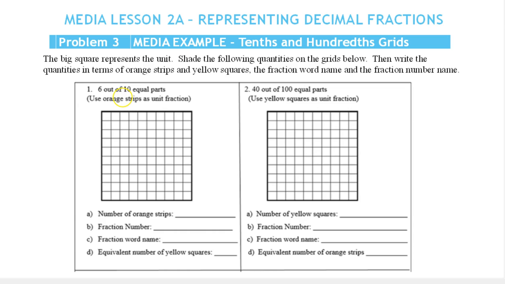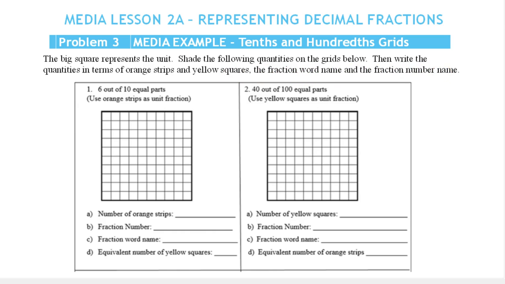So for now, we're connecting this unit language to fraction numbers, which we've already talked about, and we're focusing on ones that are tenths and hundredths so we can connect these ideas to decimals later on. So let's read the directions. The big square represents the unit. So this is the big square. Shade the following quantities on the grids below. Then write the quantities in terms of orange strips and yellow squares, the fraction word name, and the fraction number name.